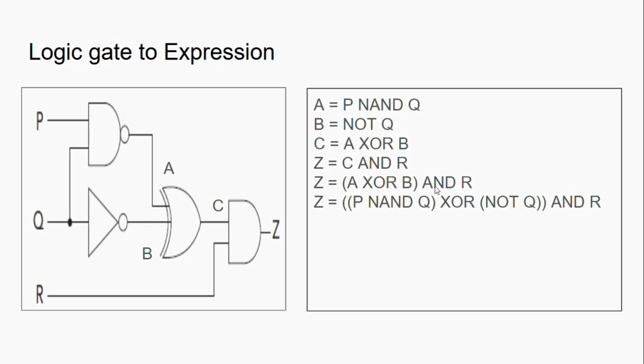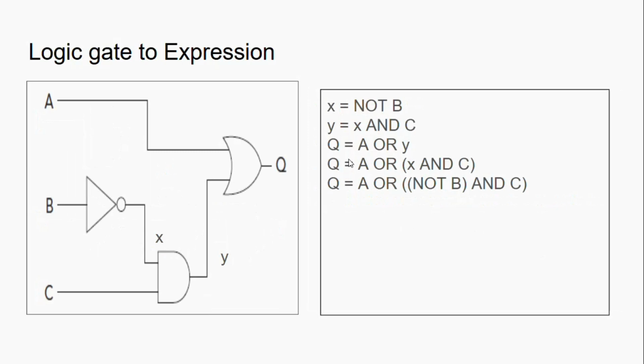After that, and R. Is there any evaluated expression for the R? No. R is the basic input. Then you have to write the same thing. After that, is there any elaborative expression for the A? Yes. A is equal to P NAND Q. After that XOR. And what is B? B is not Q. After that, and R. And this is one more expression you can solve, one more expression out of the logic gates. This is a home task.